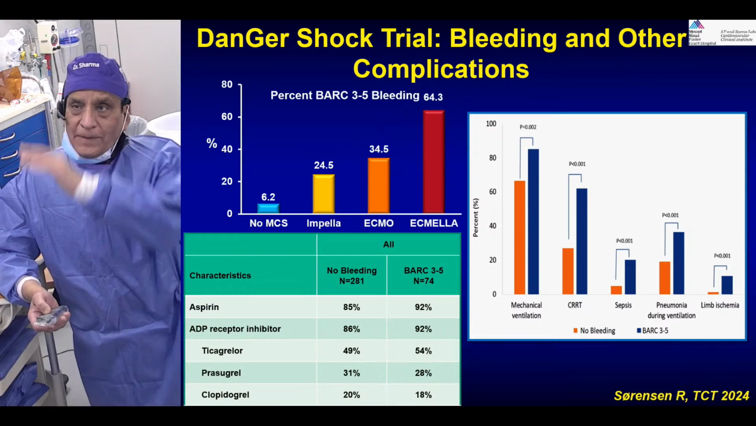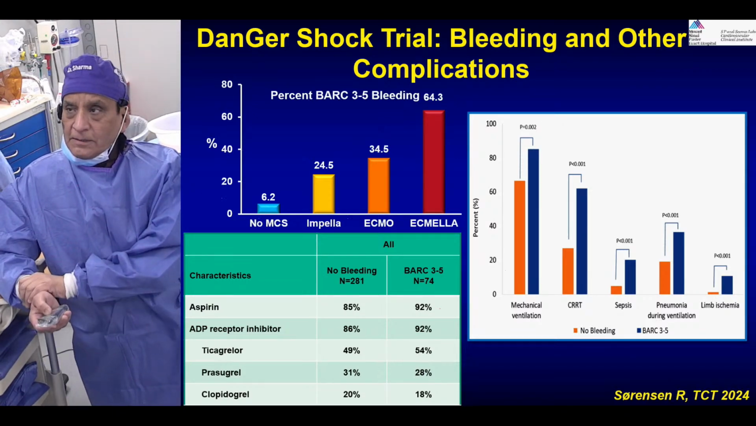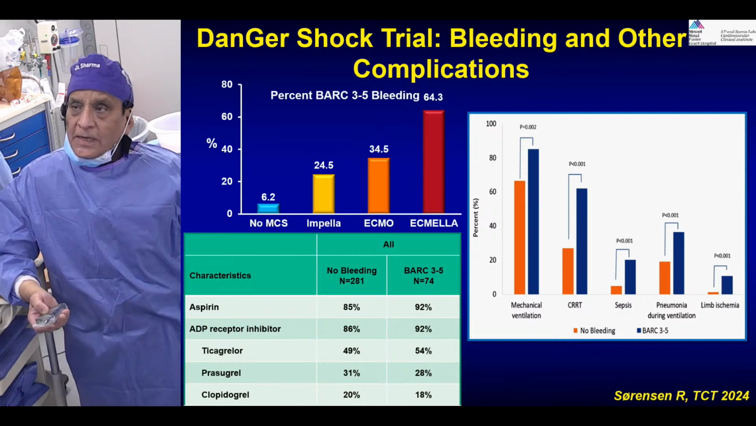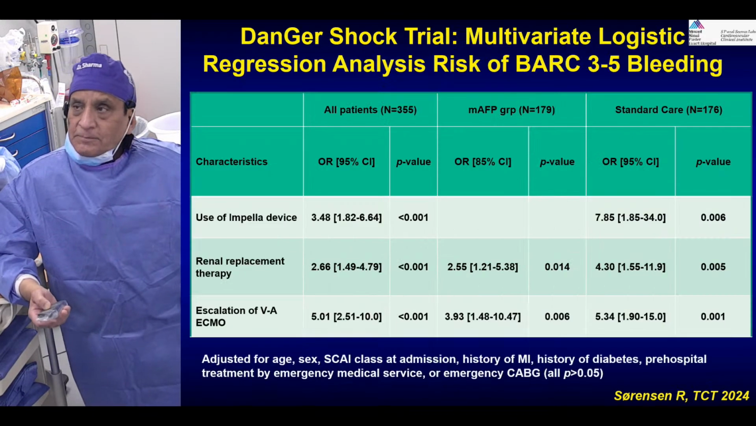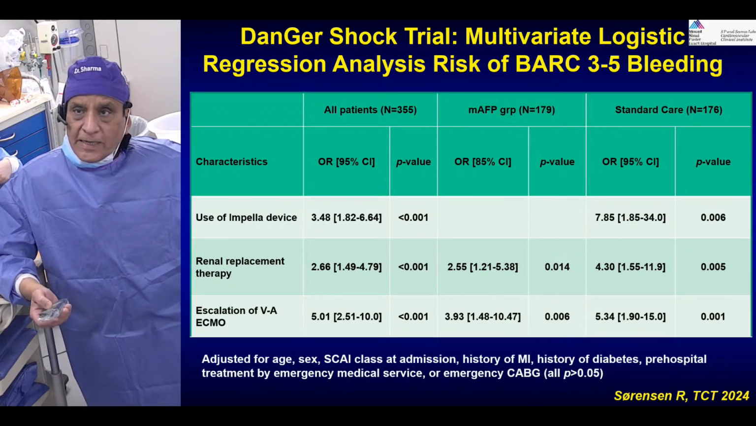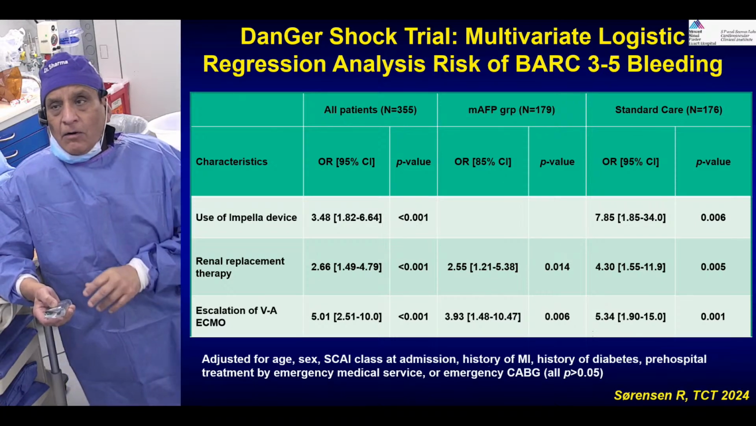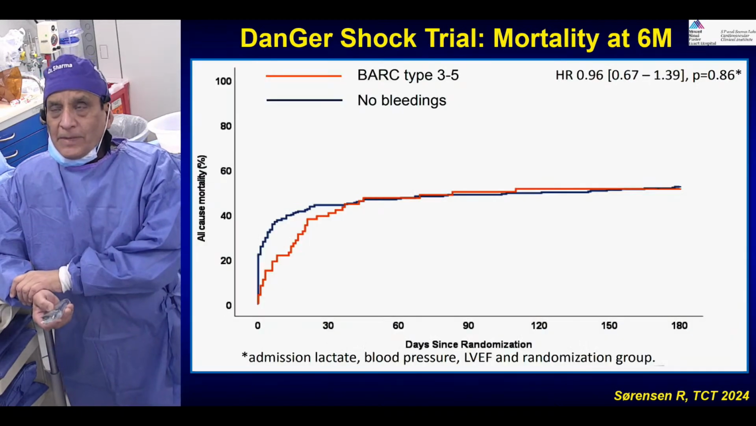Now, the more complex the device, the higher the bleeding number, as you can see here, and of course the bleeding is associated with other complications of sepsis, mechanical ventilation, and so on. Predictors of bleeding basically were Impella use, renal replacement therapy, and escalation to VA ECMO. VA ECMO has a very high odds ratio of 5 to cause bleeding, as you can see.